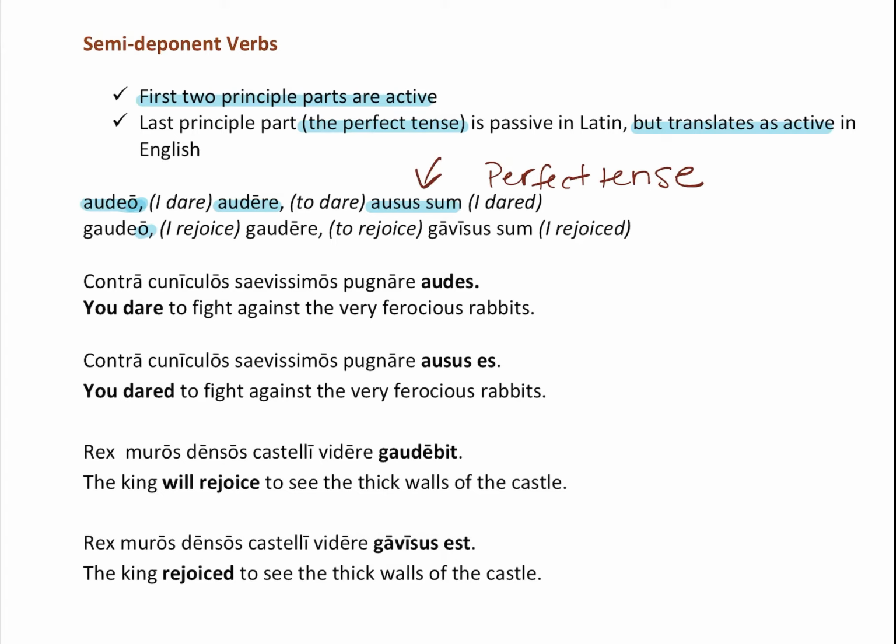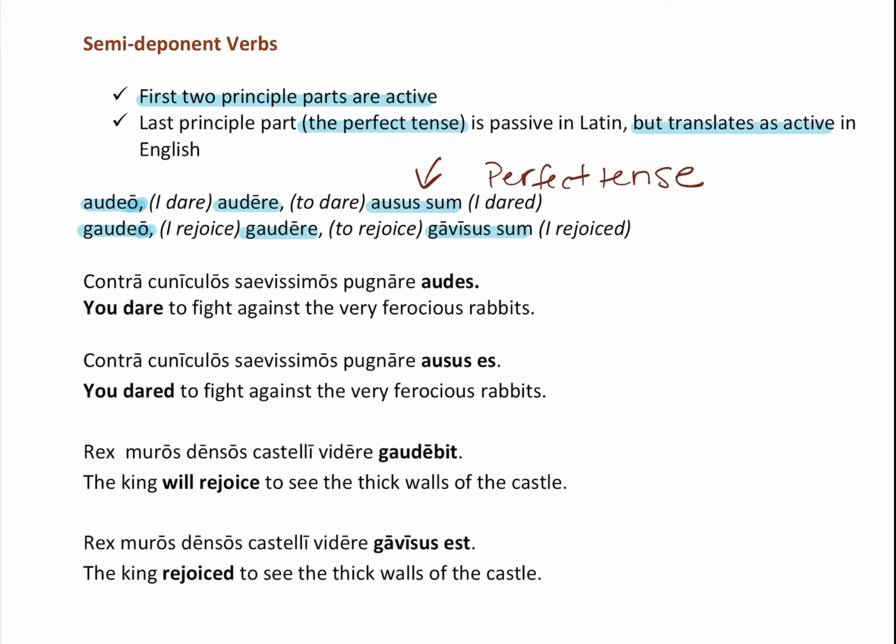All right. The next one is gaudeo, so normal first part, I rejoice. Gaudere, normal infinitive. Third principal part, which again is the perfect tense. And remember, perfect first singular is what we find in that, and that's regular. I rejoiced. All right, let's look at a couple of examples. So I'm going to first give it to you using the second principal part, so in a tense that's not perfect, and then I'm going to show you how it changes when we turn it into perfect.